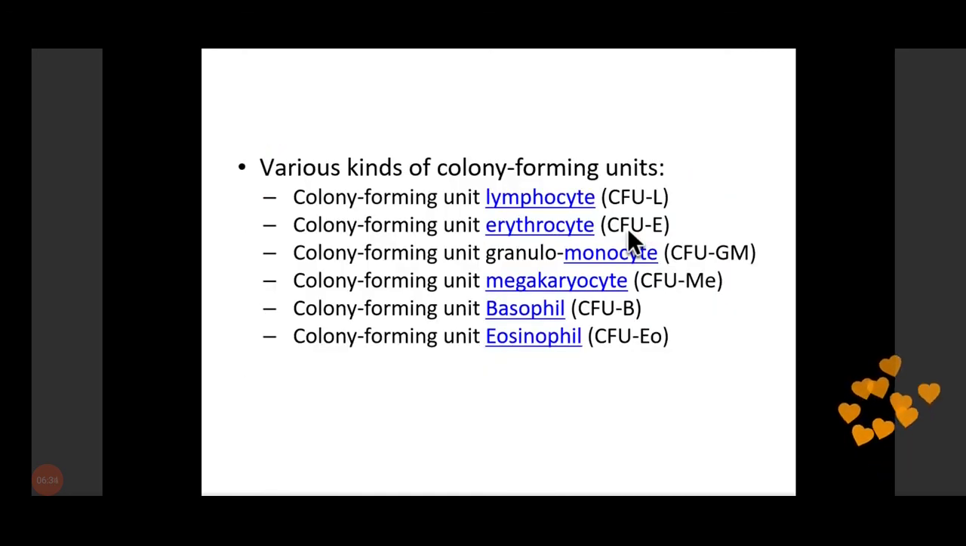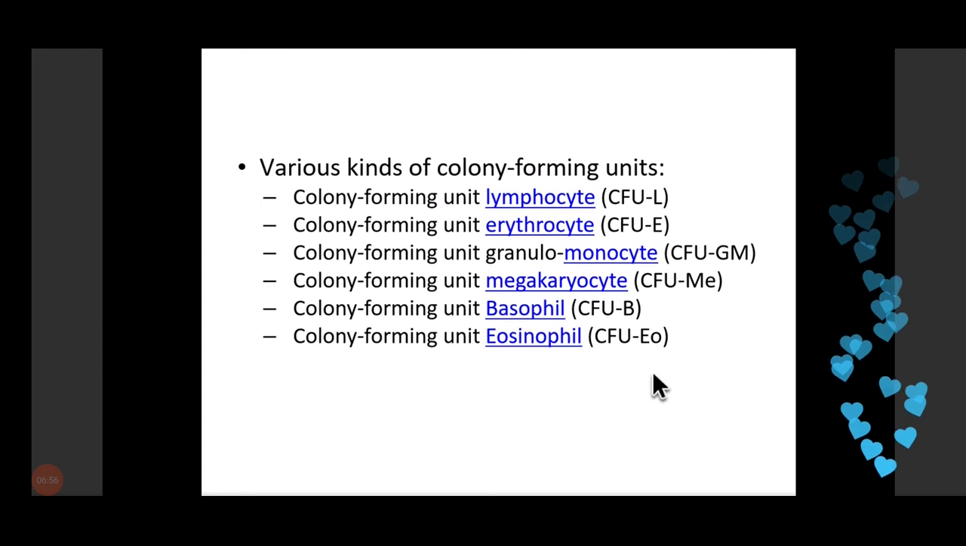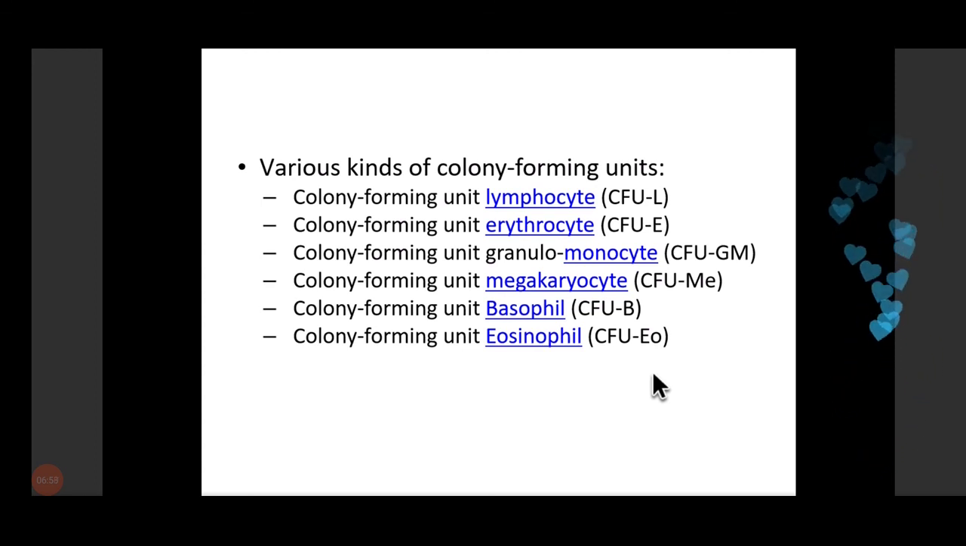Now, the various colony forming units are needed to form these in your marrow. For the lymphocytes, we have CFU-L, CFU-E, and for the granulocytic, we have CFU-GM. These are the colony forming units needed for the formation of the blood cells. If patients have pancytopenia, they are given, especially GM, when the patient is on chemotherapy and is having recurrent infection because of the decrease in TLC, or total leukocyte count.